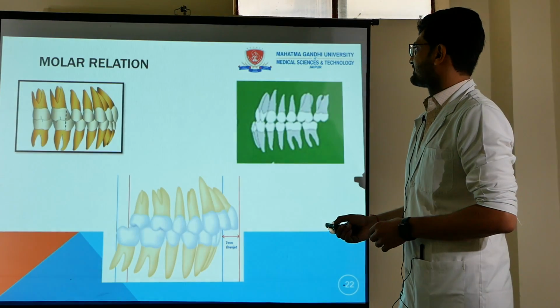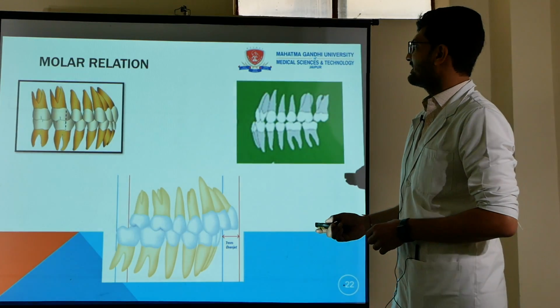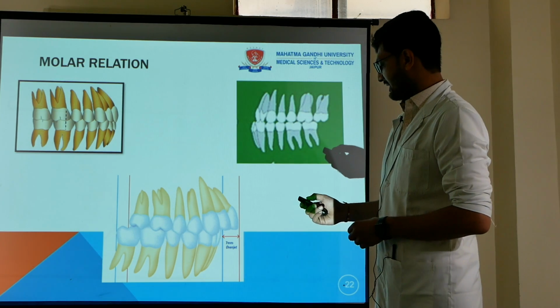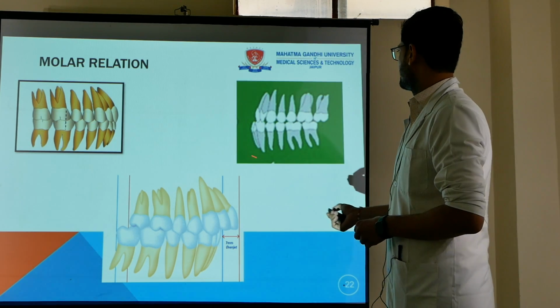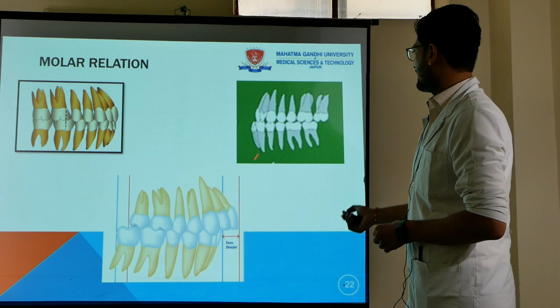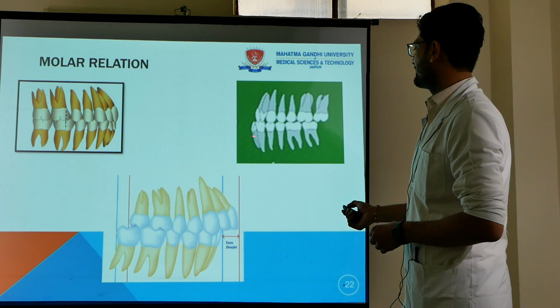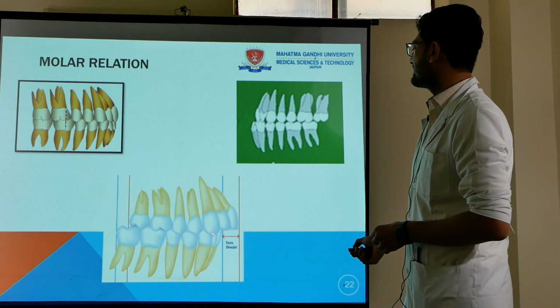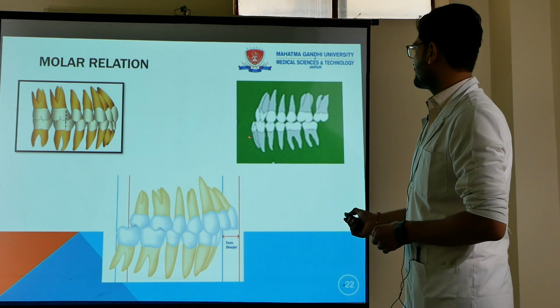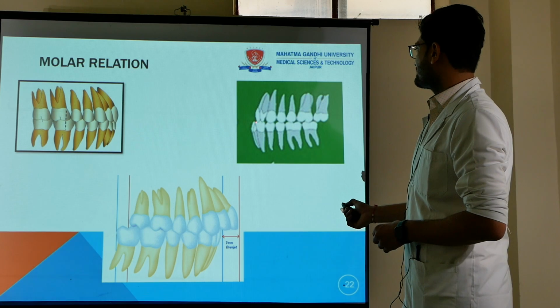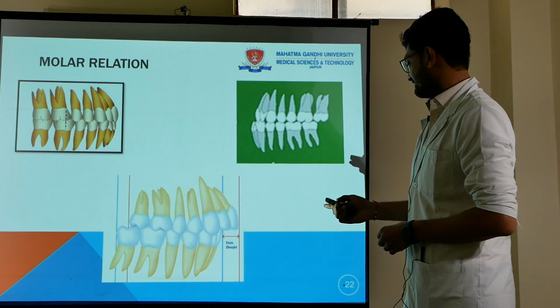So these are the pictures of the molar relationships of class 1 molar, class 2 and class 3. So this is class 2 molar relationship, this is class 3 molar relationship. There is an increased overjet in the class 2 molar relationship, there is reduced overjet or negative overjet in class 3 malocclusion.